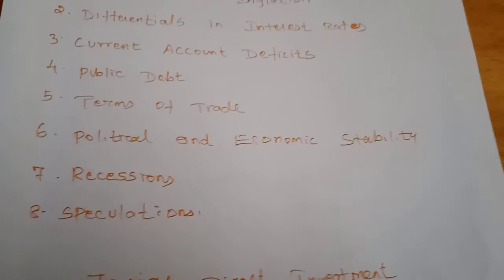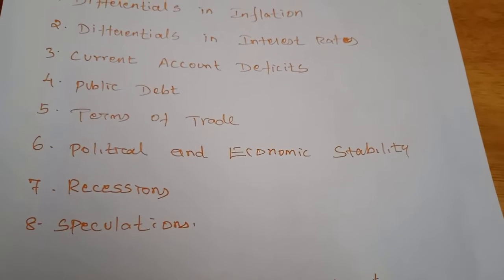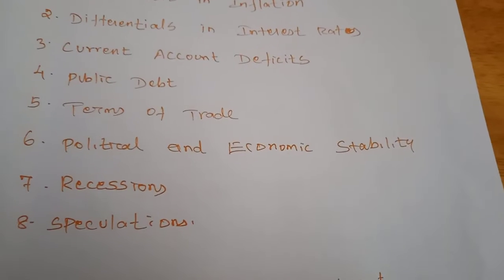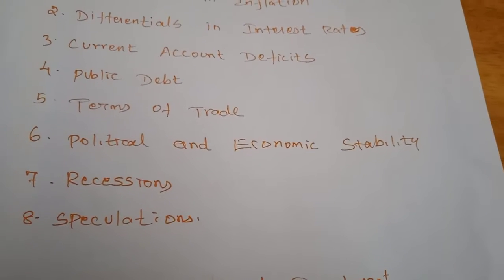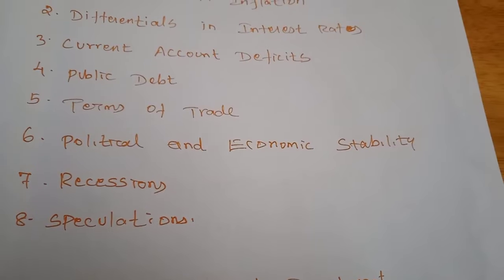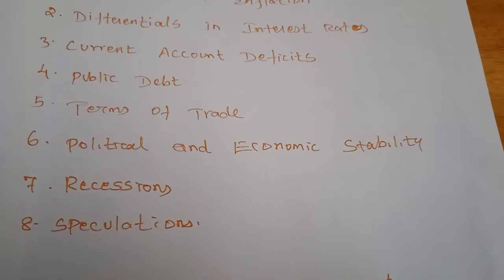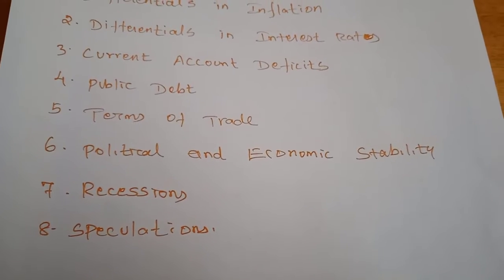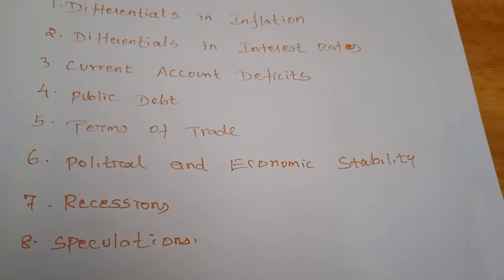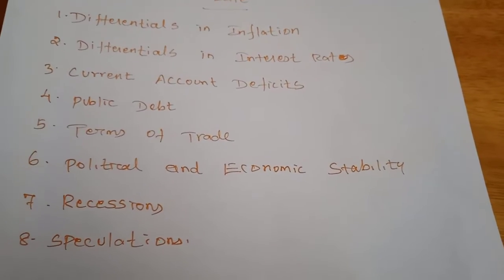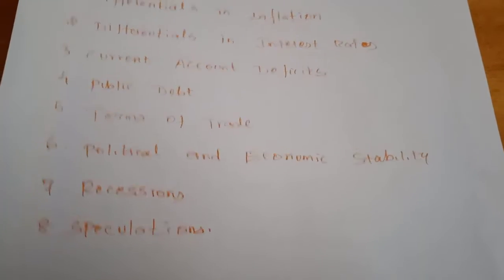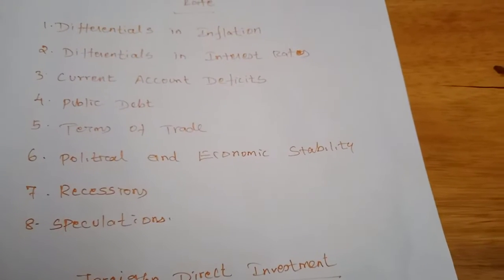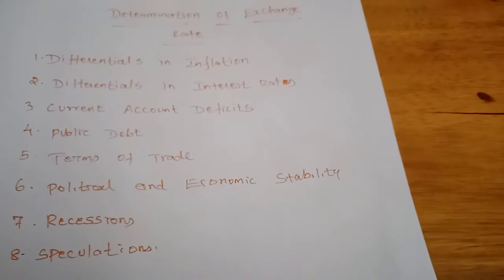Suppose a foreign investor predicts that the value of our money is going to increase, he will come to our nation to make the investment. So on the basis of speculation, we will get some foreign investment. Because of that, our money value may also increase. So these are the 8 reasons that determine the foreign exchange rate.